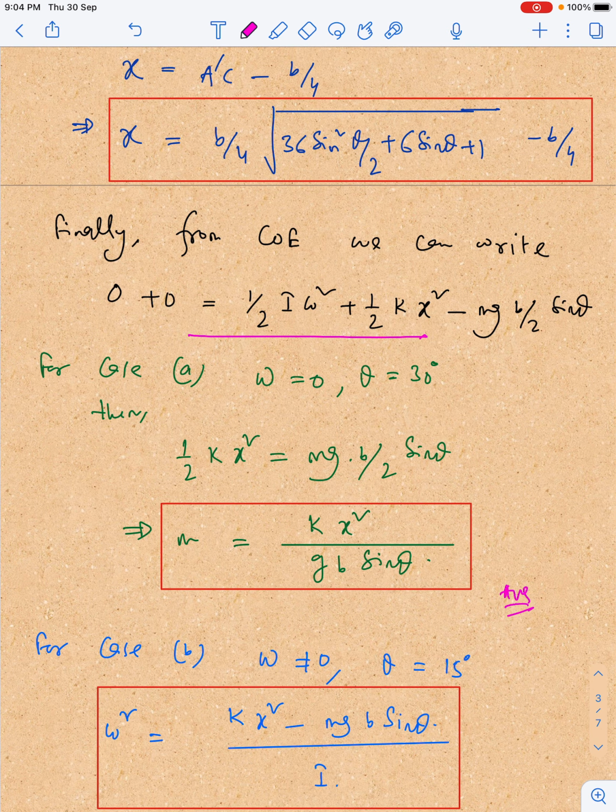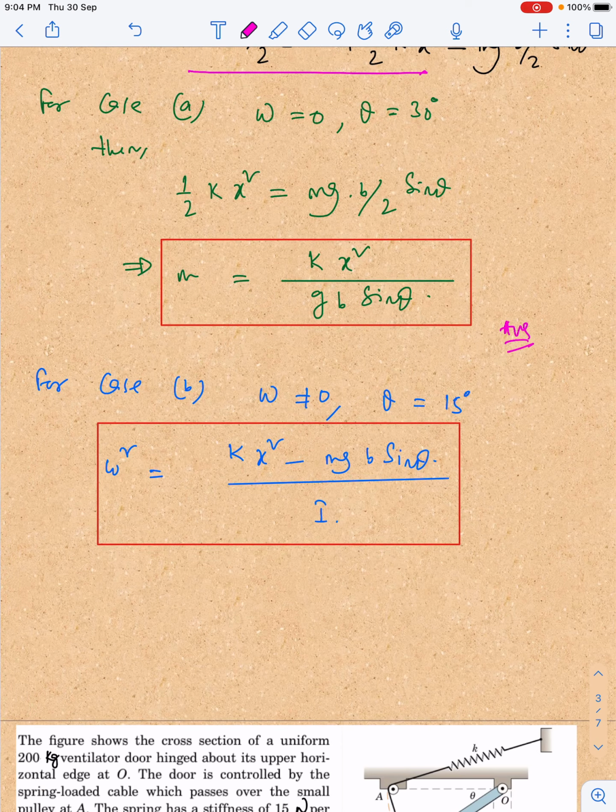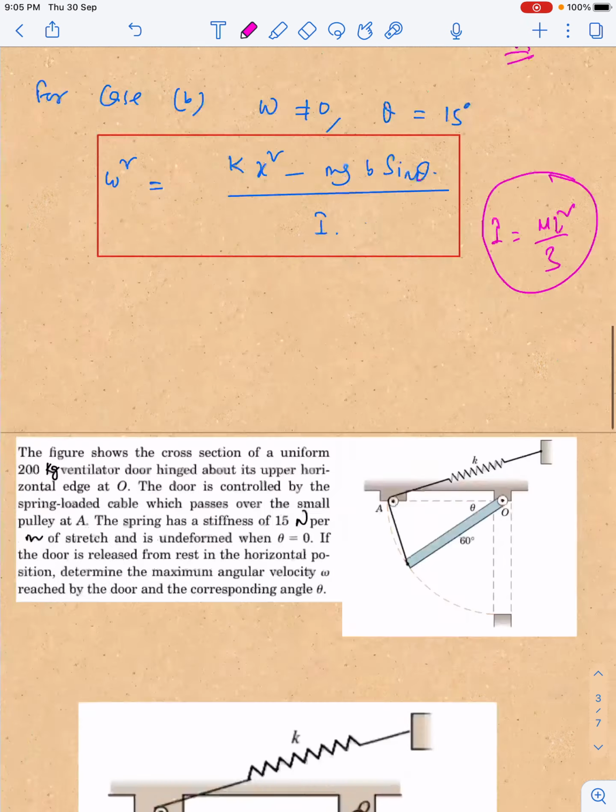We have already figured x in terms of theta only, so I will put theta as 15 degree, so x will come out of here, and then if I put it in this equation, omega is not equal to 0, so omega square will come to be kx square minus mgb into sine theta divided by I, and in this case I will be equal to ml square by 3 because it is a slender rod hanging about one end.